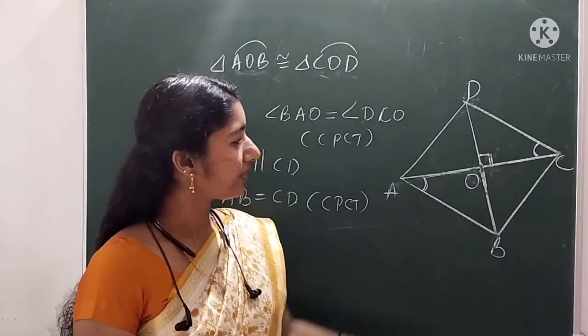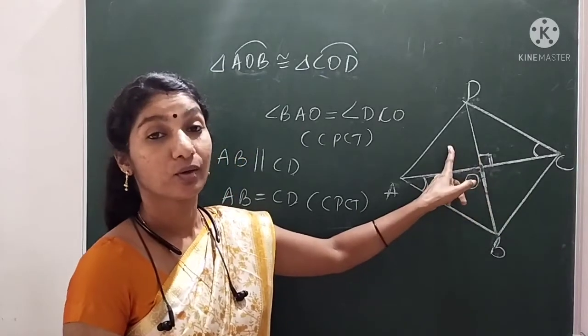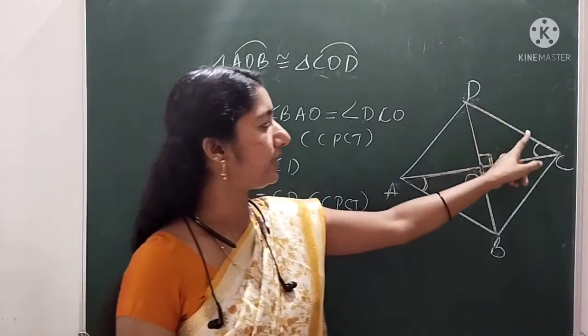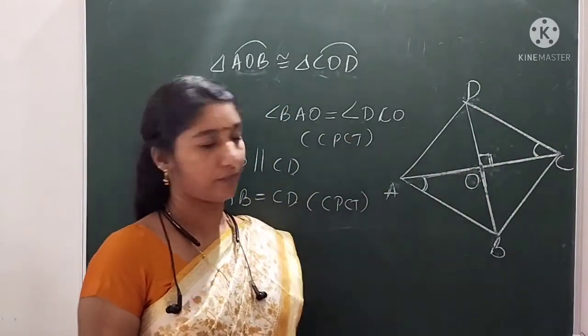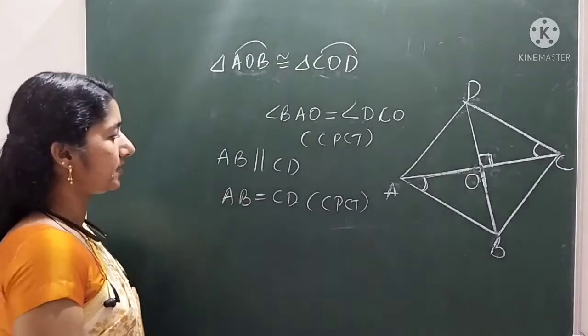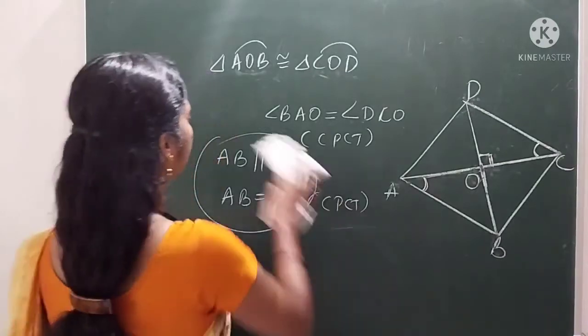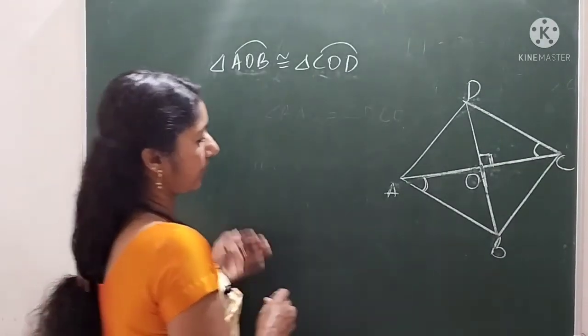Okay. In the same way we can prove these two angles are also equal, since the triangles are congruent. So we are getting AB and CD are equal, and also they are parallel. So ABCD is a parallelogram. From here you can write: AB and CD are equal and parallel, so ABCD is a parallelogram.